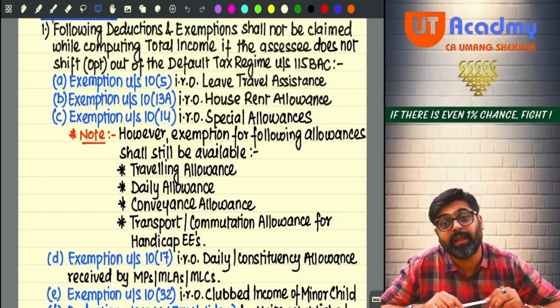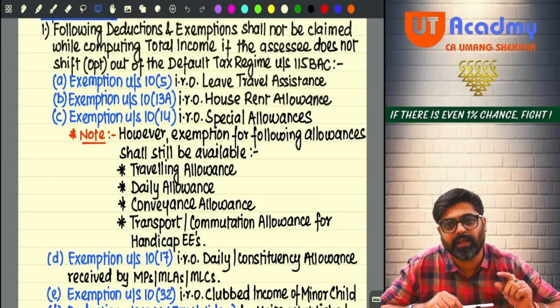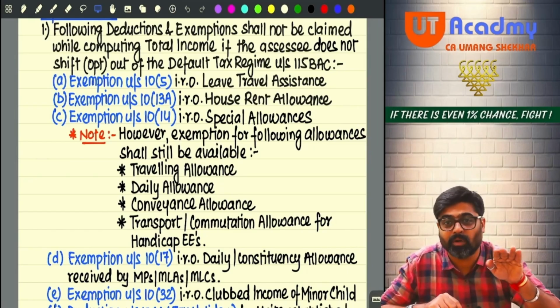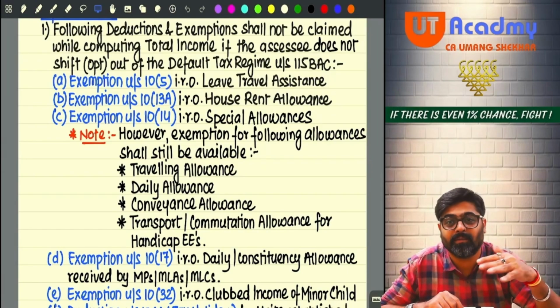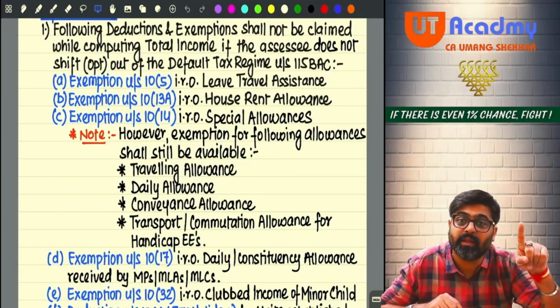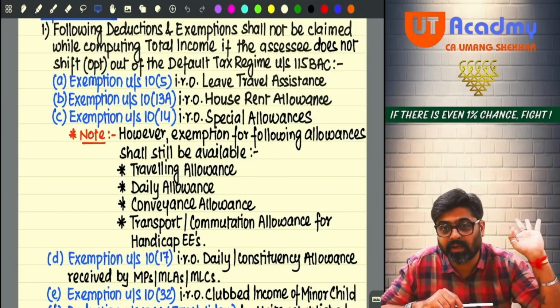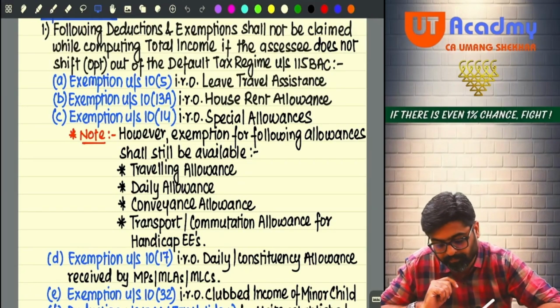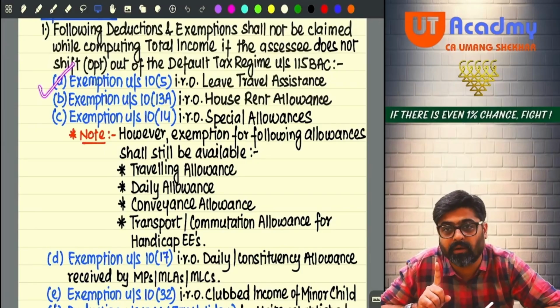We did one LTA, 10.5 exemption, for a journey performed in India: exempt if the journey is performed by air, or if not performed by air, where the places are connected by rail. That exemption will be applicable if you shift out. But if you stay in the default tax regime, the LTA exemption will not be applicable. Full LTA will be taxable. 10.5 will not be available.